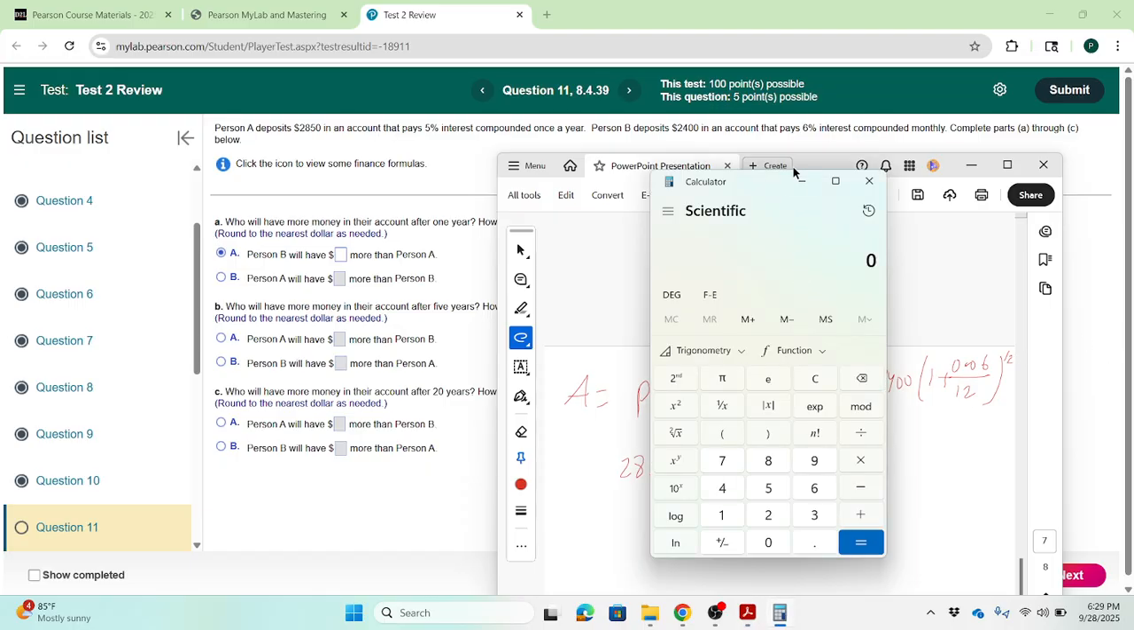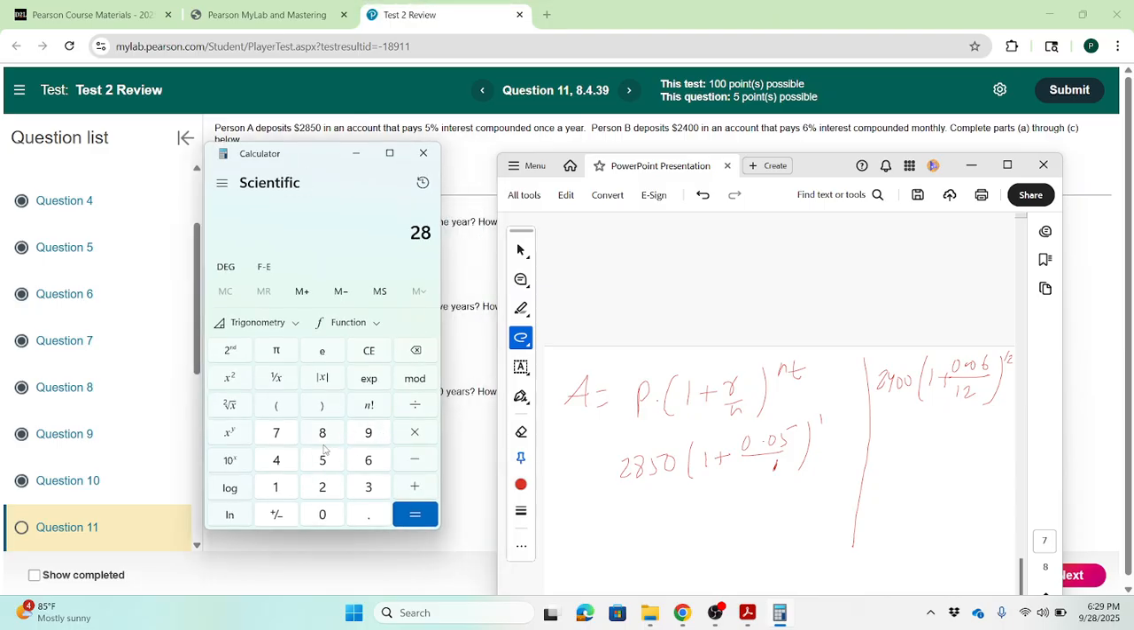So these are the two numbers you are going to calculate. The first one is 2850 times 1 plus 0.05. So if you add these two numbers, it will be 1.05, which is 2992 bucks.